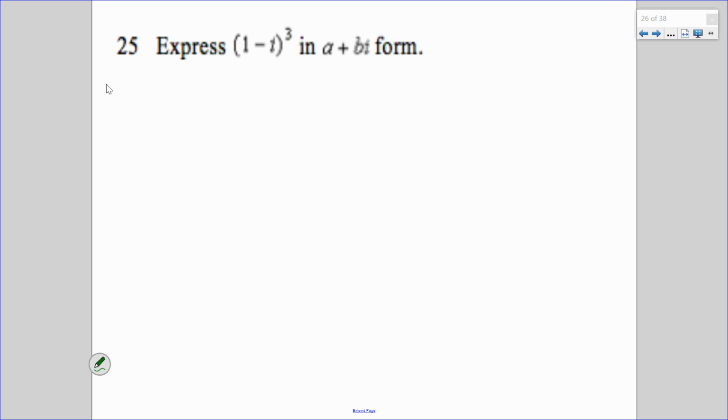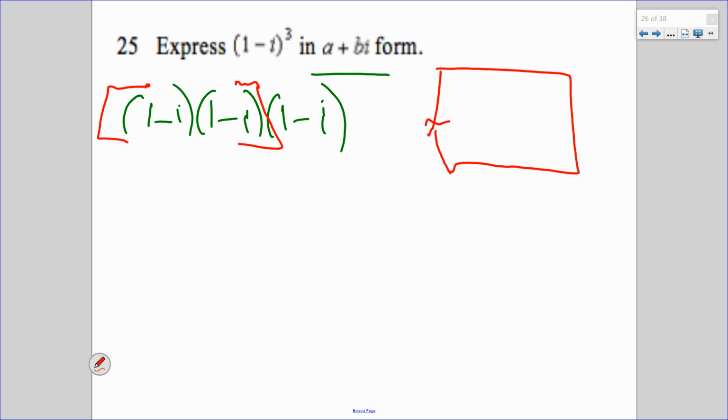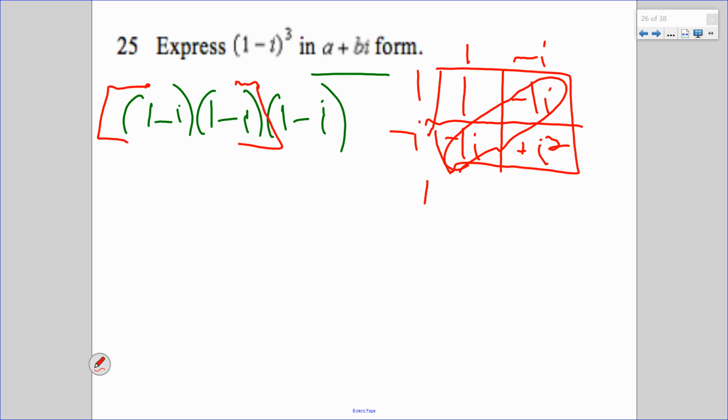(1 − i)^3. First of all, a + bi form means that you're going to see an i in your answer. To cube something, I'm going to multiply it by itself 3 times. I can't really do that, but what I can do is multiply it by itself 2 times. Now, as much as I love you guys doing the binomial theorem, most of my students prefer using a box. So I have 1 minus i, 1 minus i: 1, minus 1i, minus 1i, positive i squared. I have 1 minus 2i plus i squared.